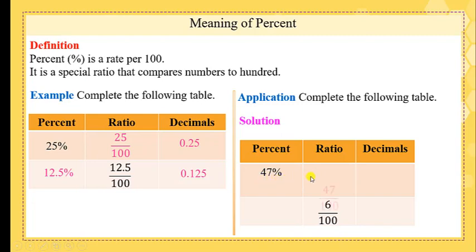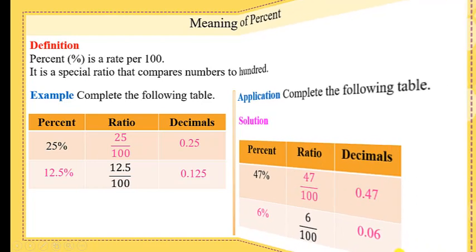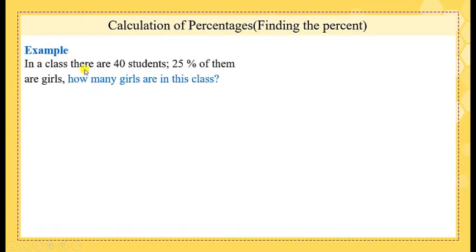47% is equal to 47 over 100, which is equal to 0.47, and the ratio 6 over 100 is equal to 6%, which is also 0.06. Now stay with me to know how to find a percent in problem solving. For example, in a class, there are 40 students, 25% of them are girls. How many girls are in this class?